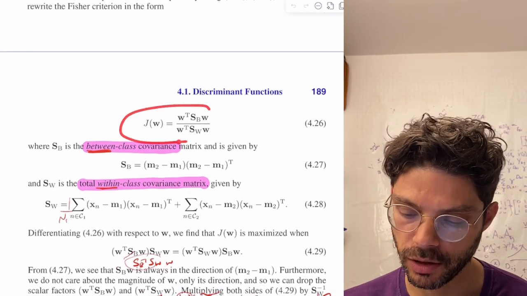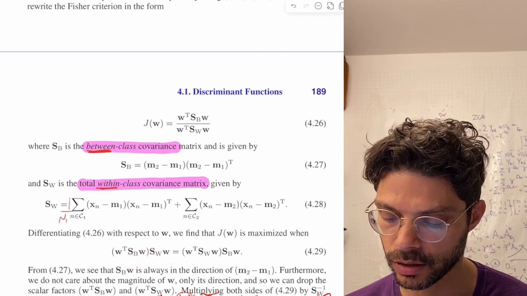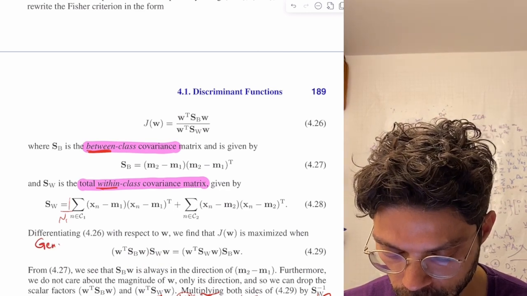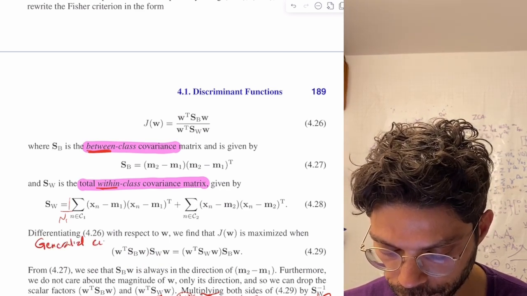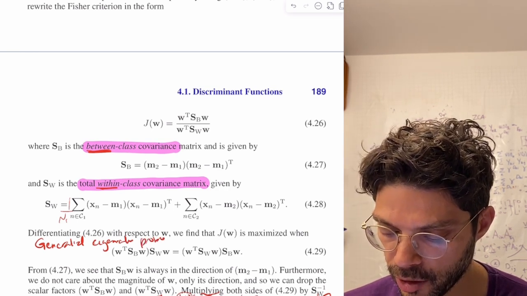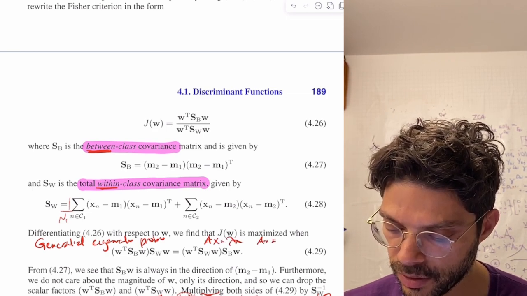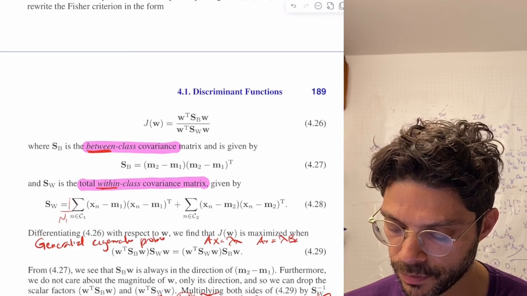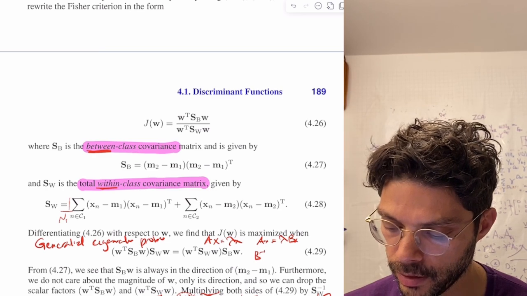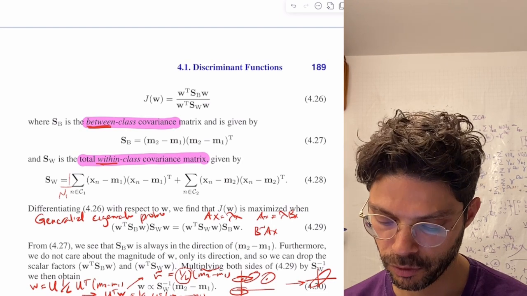And then if you just differentiate this with respect to W, you end up getting this relationship here, which you can think of another way, for example, as a generalized eigenvalue problem. With the normal eigenvalue problem, you have Ax equal to lambda x. Here we have Ax equal to lambda Bx. So just something to know about.